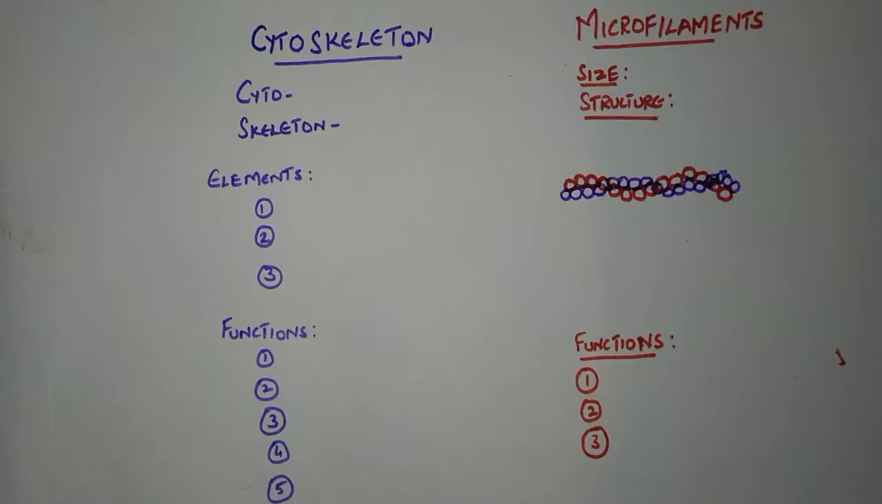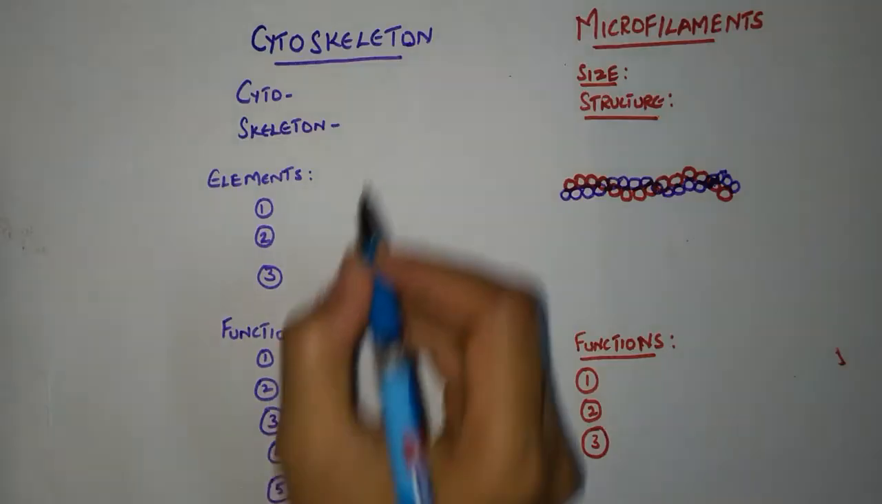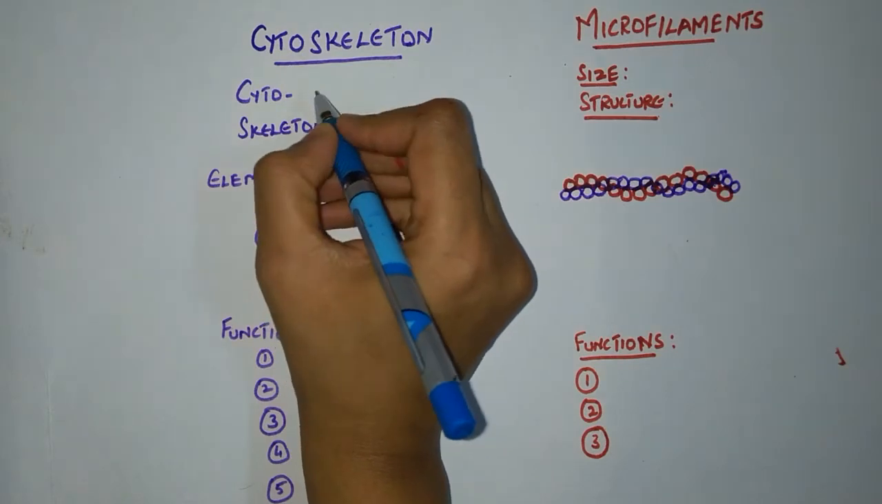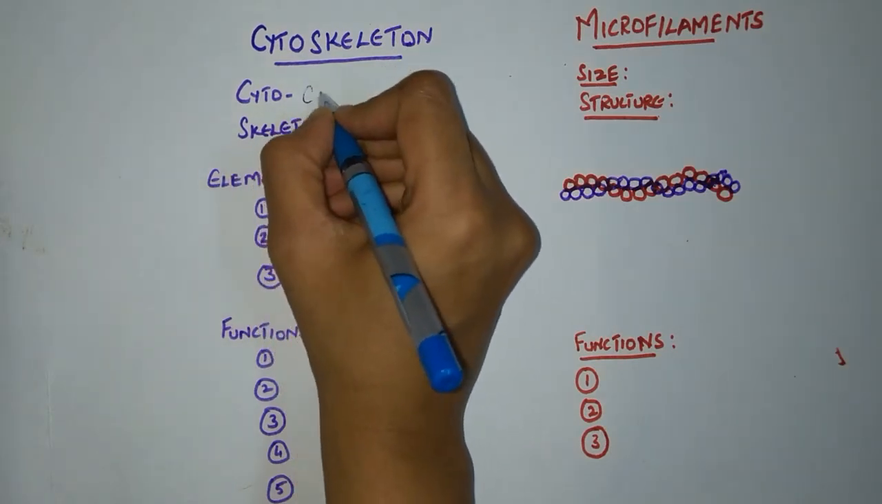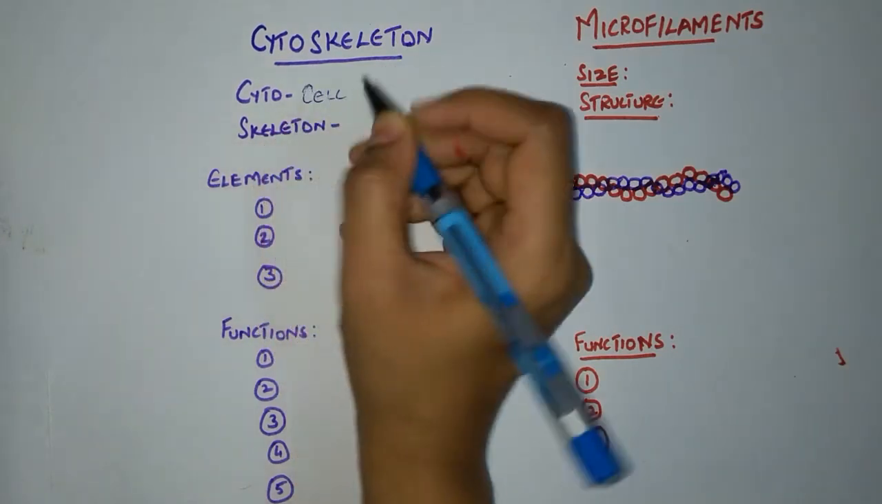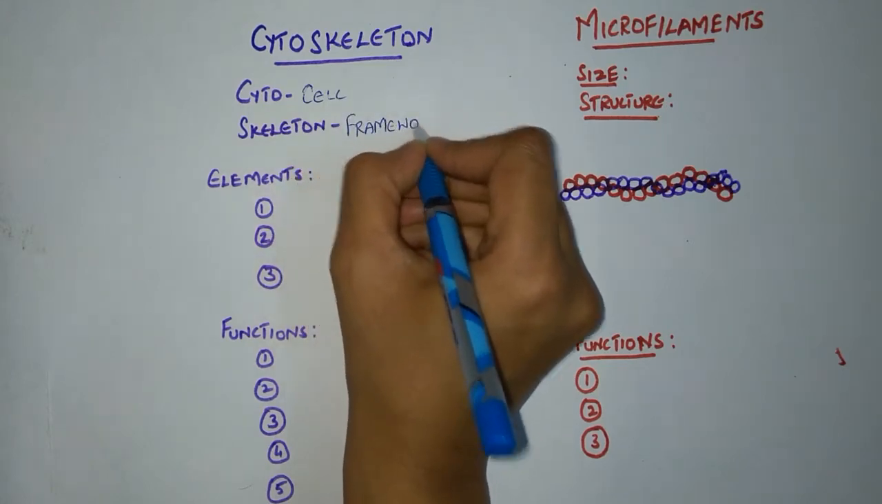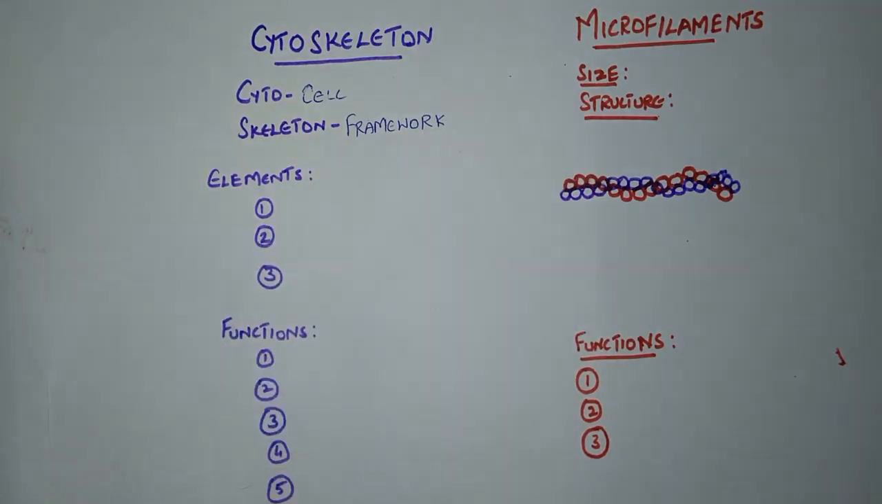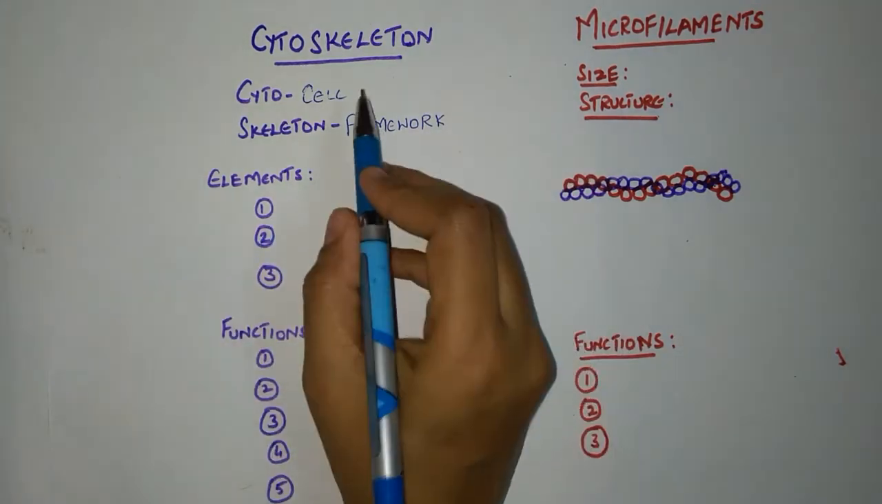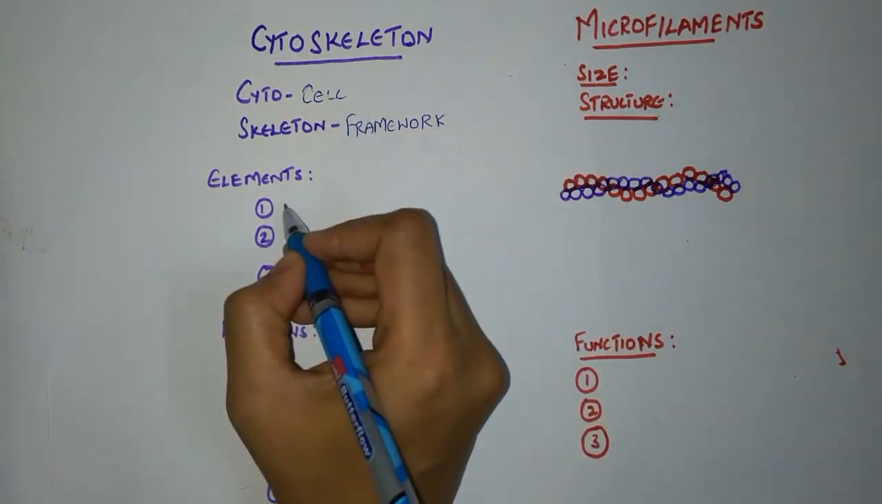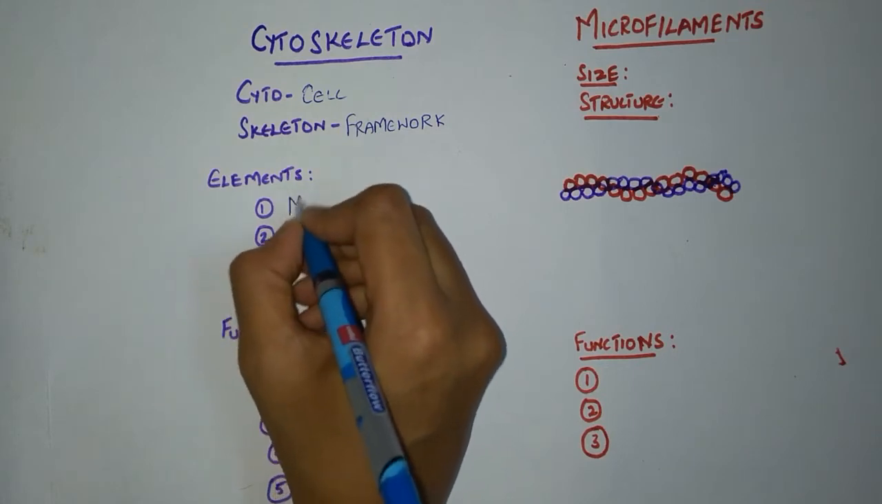Let us see about the cytoskeleton. What does cytoskeleton mean? The word cyto means cell and skeleton means the structural framework. So the cytoskeleton deals with the framework of the cell. Three elements make up the cytoskeleton.